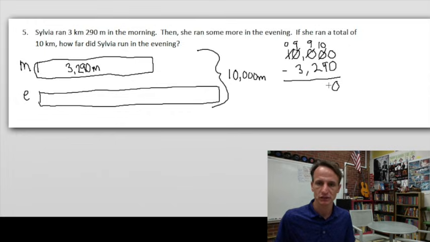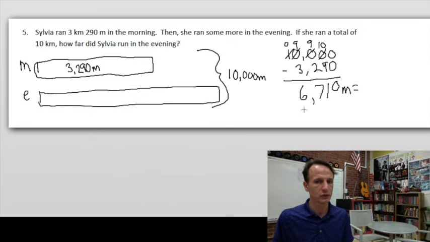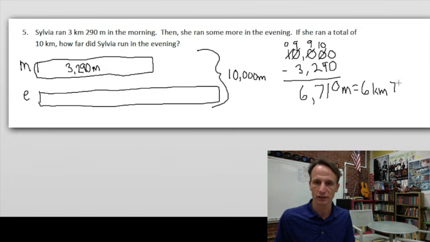10 minus 9 leaves 1. 9 minus 2 leaves 7. Good. 9 minus 3, 6. And we see we have a 0 in the 10,000s place. Drop that comma. And this is in what unit? Meters. But we were given our original question in meters and kilometers. So let's do that with our answer. 6,000 meters is 6 kilometers. Good. And 710 meters is still 710 meters.